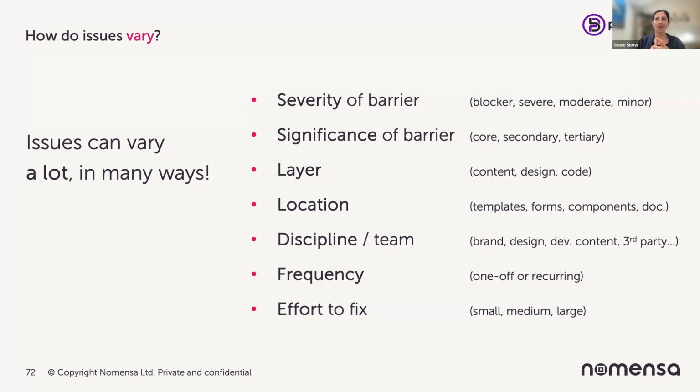Severity: the blocker, severe, moderate, minor, significance. So is it a core part of functionality? Is it secondary? Is it tertiary? The layer: is it content? Is it design? Is it code? The location within the website or app?